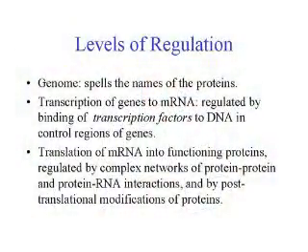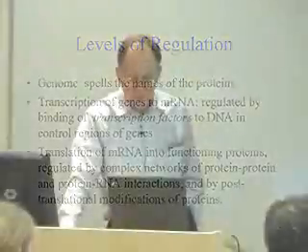So we have levels of regulation. We start with the genome that spells the names of the proteins. The first step is transcription of genes to messenger RNA. And a major investigation here is how the rate of transcription of particular genes, or the possibility of transcribing them at all, is mediated by proteins that bind near the start site of transcription of the gene. And according to the presence or absence of those proteins binding to the promoter region of the gene, it's determined whether and to what extent the gene is transcribed.